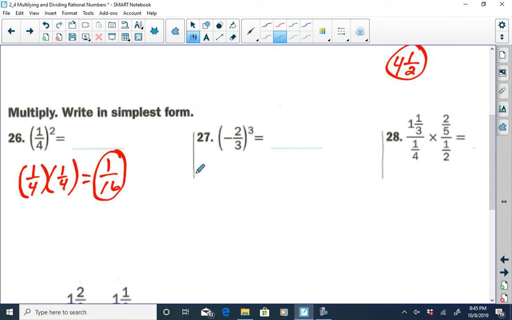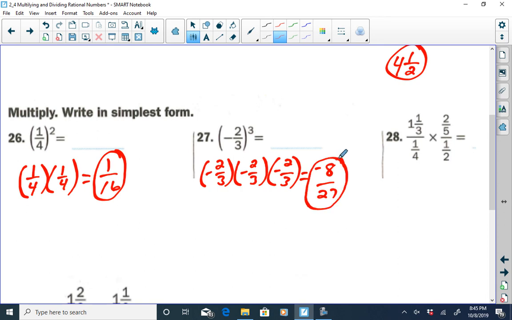Problem 27, I want to write that power as a product of its factors. So that's going to be negative 2/3 times negative 2/3 times negative 2/3. We have an odd number of negative factors, so I know my product is going to be negative. So now it's just numerator times numerator times numerator. 2 times 2 is 4, times 2 is 8 in the numerator. Denominator, 3 times 3 is 9, times 3 is 27. And we have an odd number of negative factors, so that product is going to be negative.